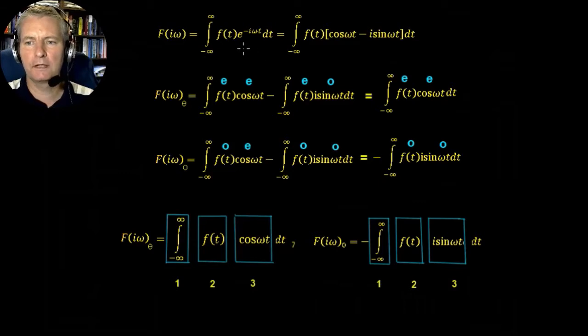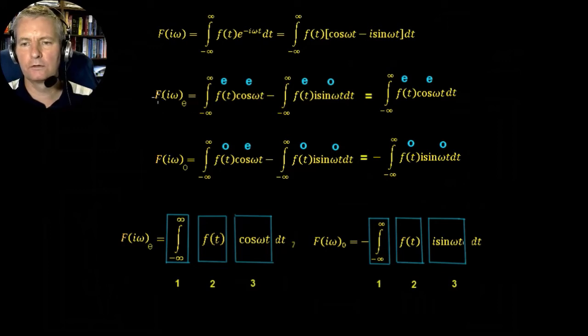Now we can split the e to the minus i omega t into cos omega t minus i sin omega t. We can then split these two up by multiplying out by the f of t, so we have one integral from minus infinity to infinity of f of t cos omega t, minus the integral from minus infinity to infinity of f of t times i sin omega t dt.